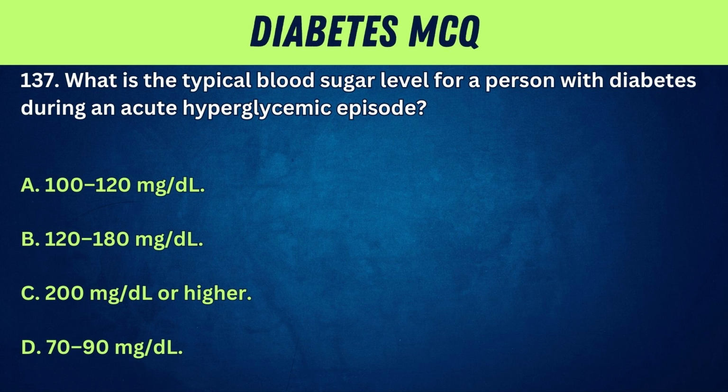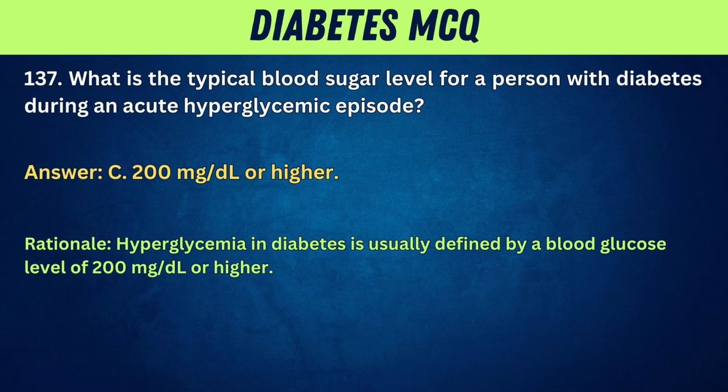137. What is the typical blood sugar level for a person with diabetes during an acute hyperglycemic episode? A. 100 to 120 mg/dL. B. 120 to 180 mg/dL. C. 200 mg per deciliter or higher. D. 70 to 90 mg/dL. Answer: C. 200 mg per deciliter or higher. Rationale: Hyperglycemia in diabetes is usually defined by a blood glucose level of 200 mg per deciliter or higher.